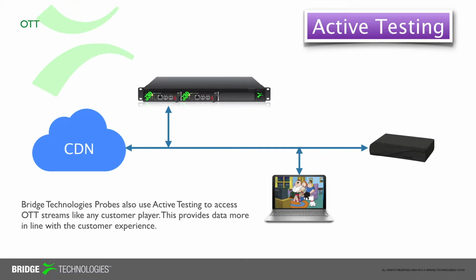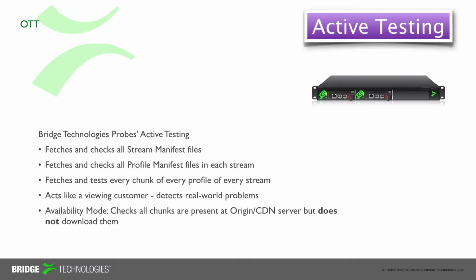Active testing works by behaving as though the probe were actually a customer out there looking at an OTT stream. We request the manifest file for the stream, and then we request the manifest files for all of the profiles. And then we go out and fetch. We request from the origin server or the CDN the individual chunks.